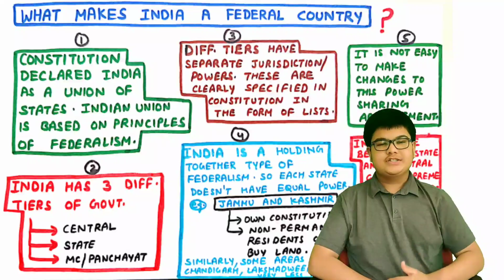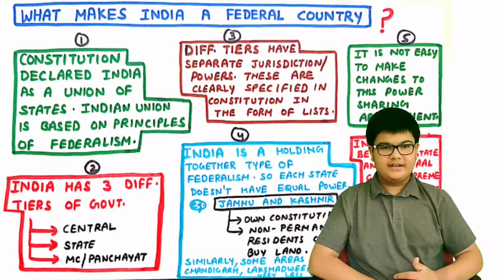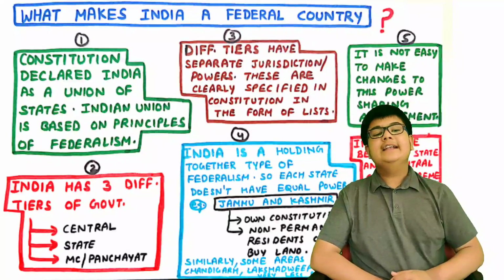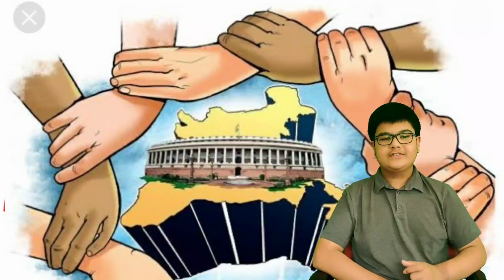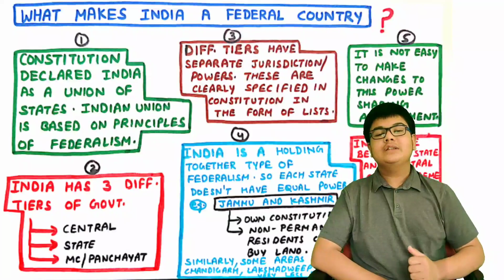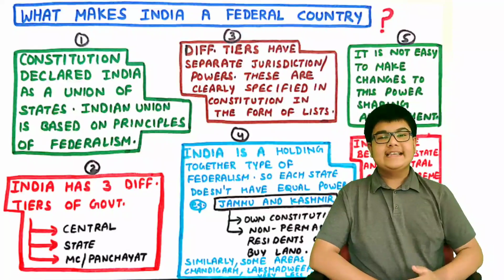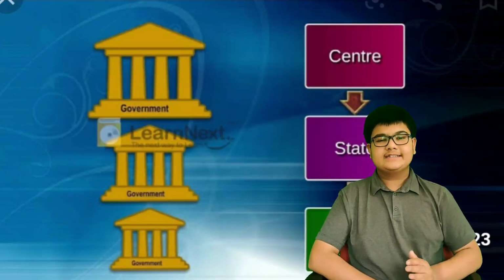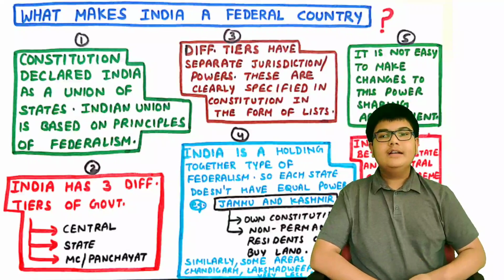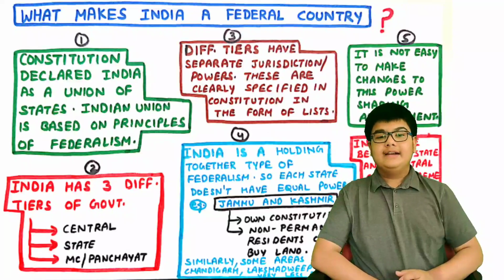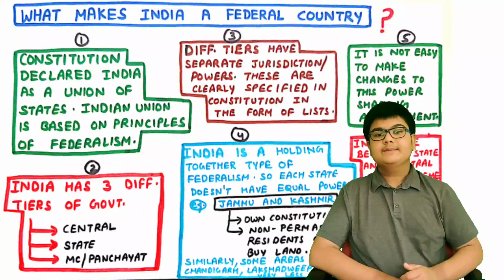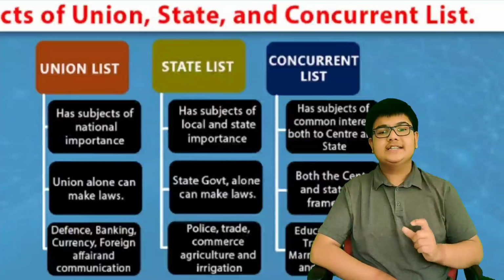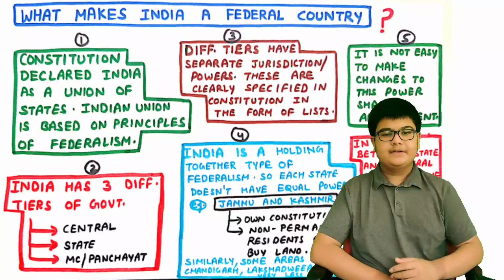So in the previous sections, we came to know that India is a federal country. Now let us see what makes India a federal country. First point is that the Constitution declared India as a union of states, and the Indian Union is based on the principles of federalism. Second, India has three different tiers of government. We have already discussed this in the previous sections. Third, different tiers of government have separate powers, and these powers are clearly specified in the Constitution in the form of lists. We shall discuss these lists later in the chapter.